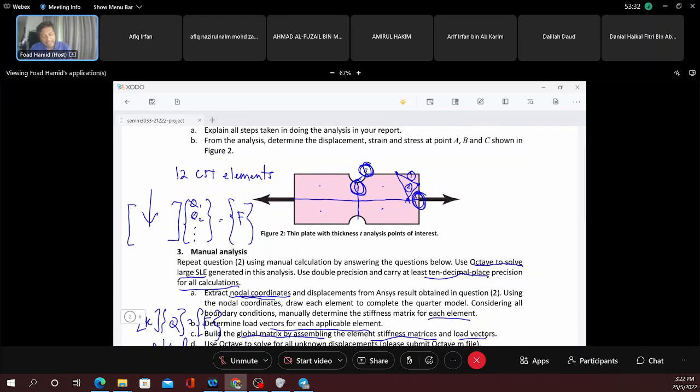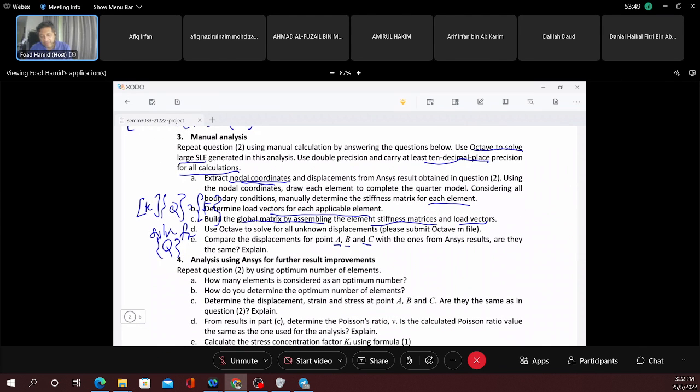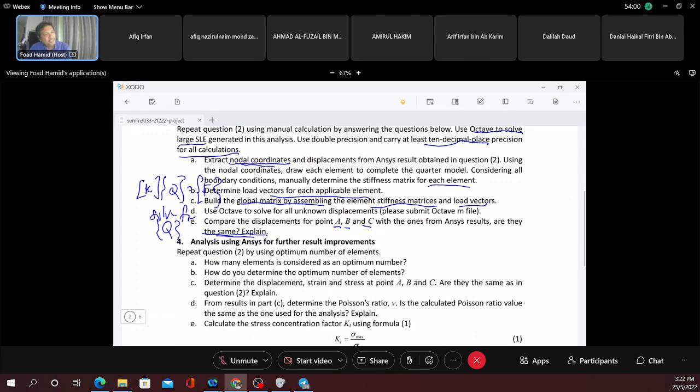Let me give you a hint here. It should be the same because the formulation is the same. The number of elements is the same. The nodal coordinates are also the same. So it should be the same for displacement at points A, B, and C. Are they the same as the ones from ANSYS? Explain. I've given you the clue. It should be the same, and explain why. If it's not the same, then of course explain why.